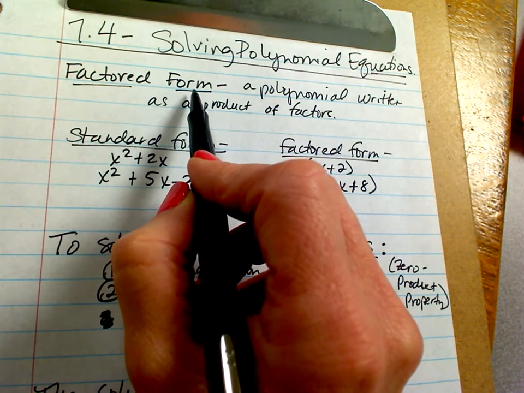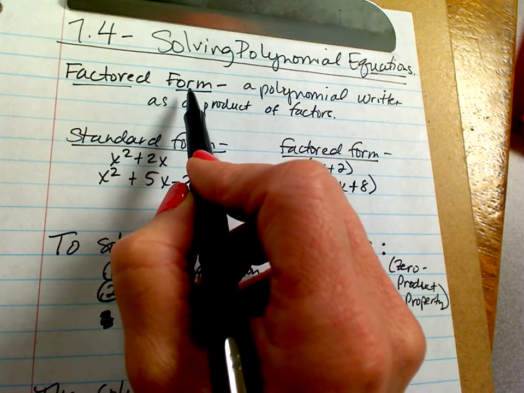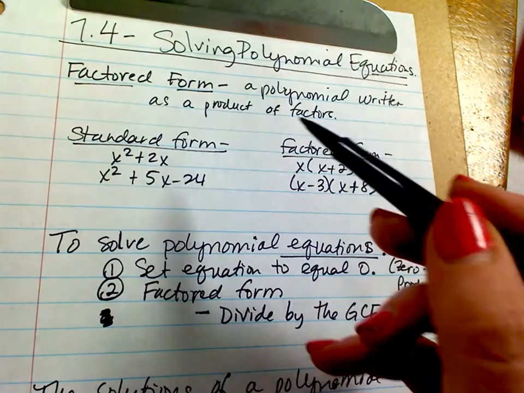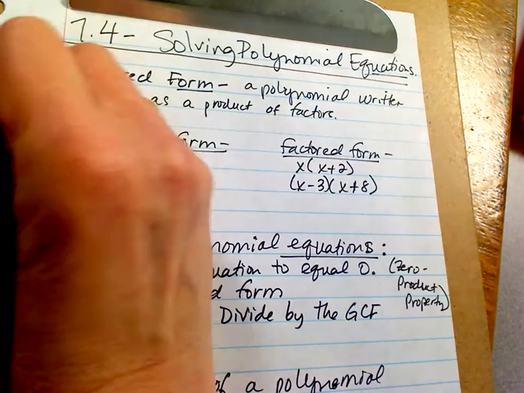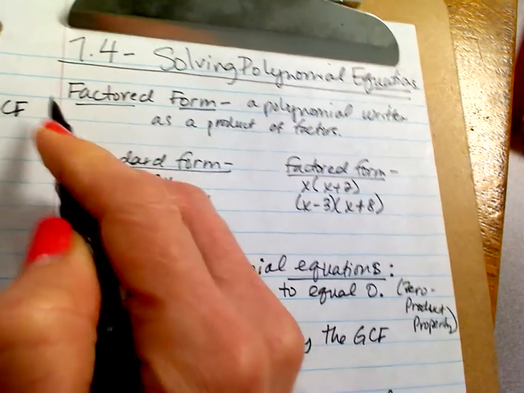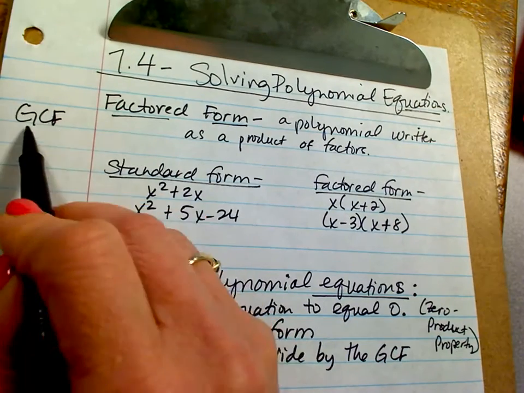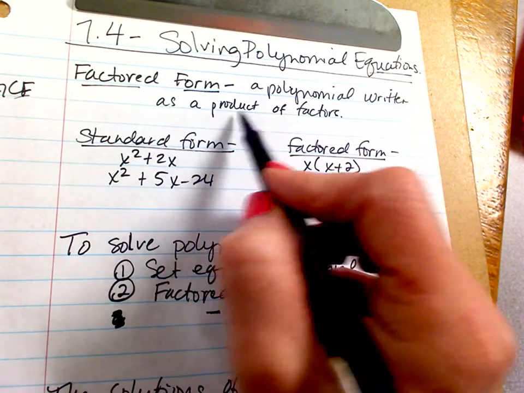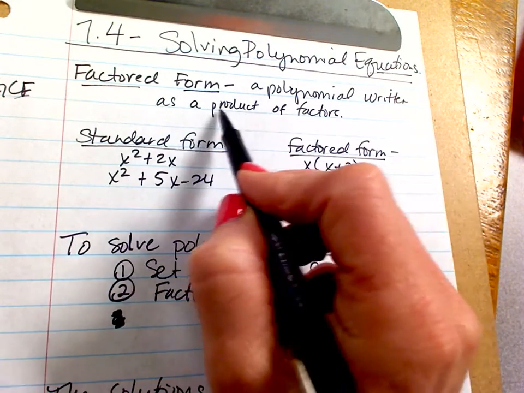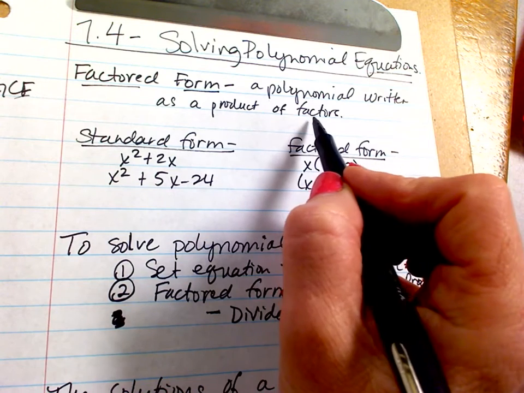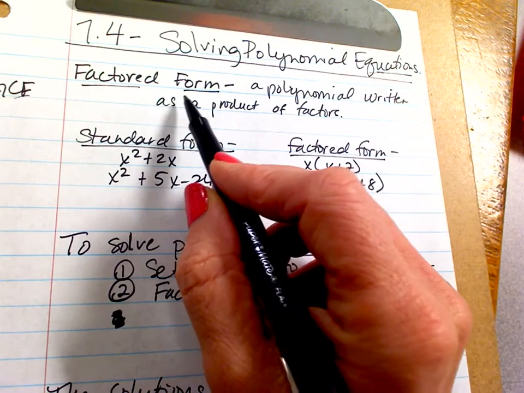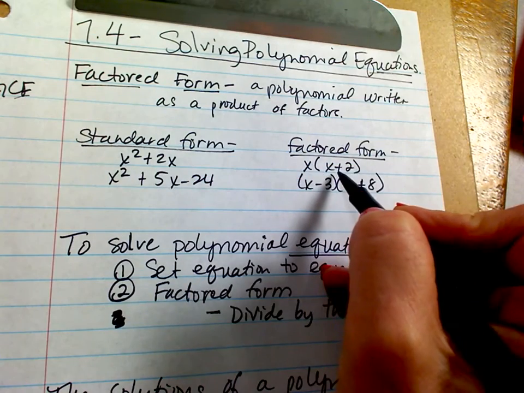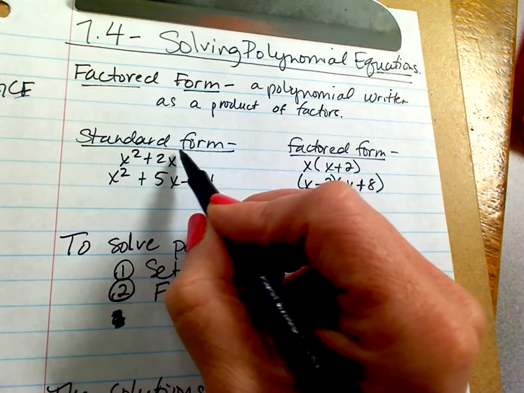You're going to do quite a bit of factoring after spring break, but for this lesson it's going to be easy when we take out the GCF, which means the greatest common factor. A factored form is a polynomial written as a product of factors. The product is multiplication, and the factors are what you're multiplying together. You have already been seeing the factored form, and you have been writing it in the standard form.